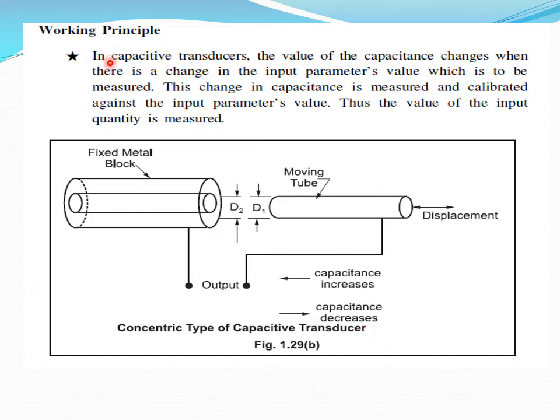The principle is, in capacitive transducers, the value of the capacitance changes when there is a change in the input parameter's value which is to be measured. This change in capacitance is measured and calibrated against the input parameter value. So we can measure the input parameter using these capacitance type transducers.